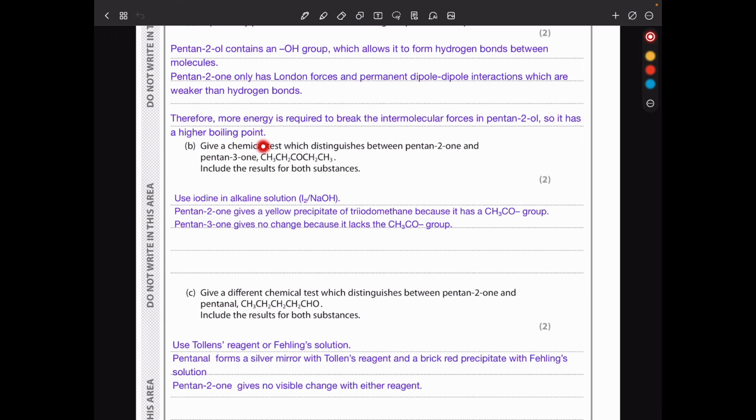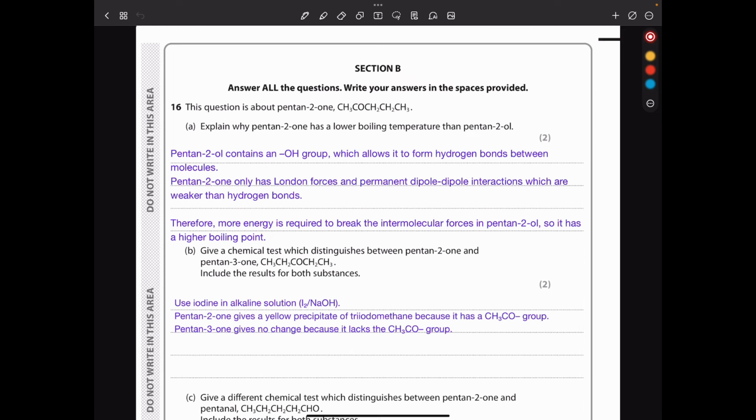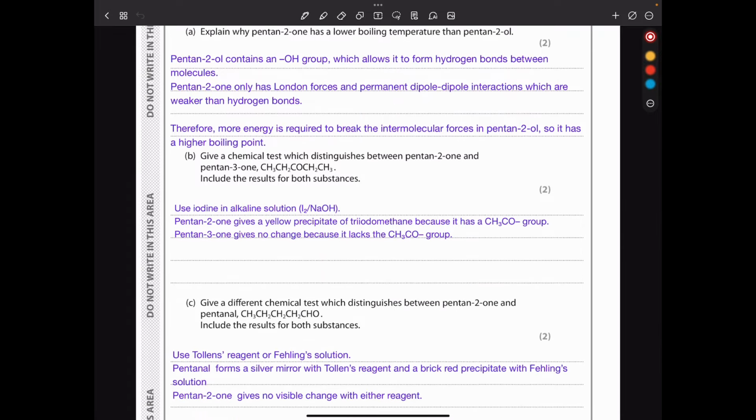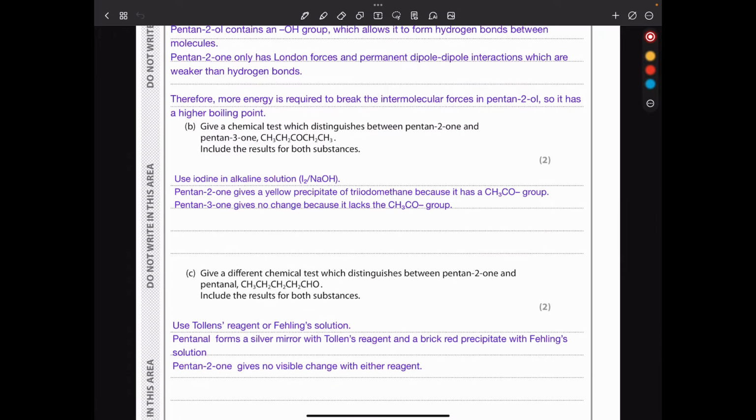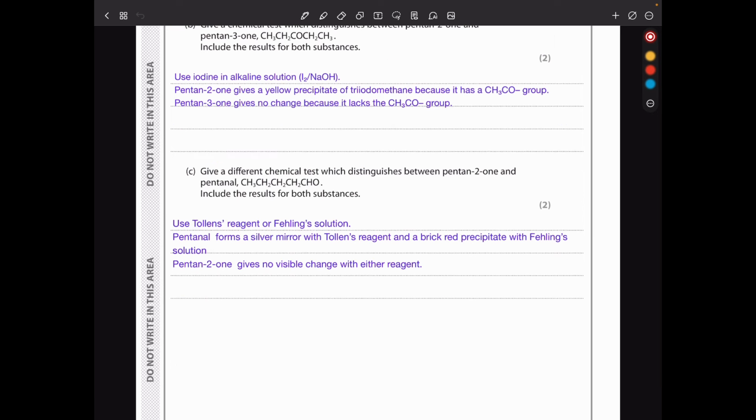In part B, give a chemical test which distinguishes between pentan-2-one and pentan-3-one. If you go back to pentan-2-one, you can see it has a triiodomethane-forming methyl ketone group, meaning we can use iodine in the presence of sodium hydroxide. So a positive test is going to be seen with this because of the CH3CO group, so it will form yellow precipitates of triiodomethane. In this one here, we'll have no observable change.